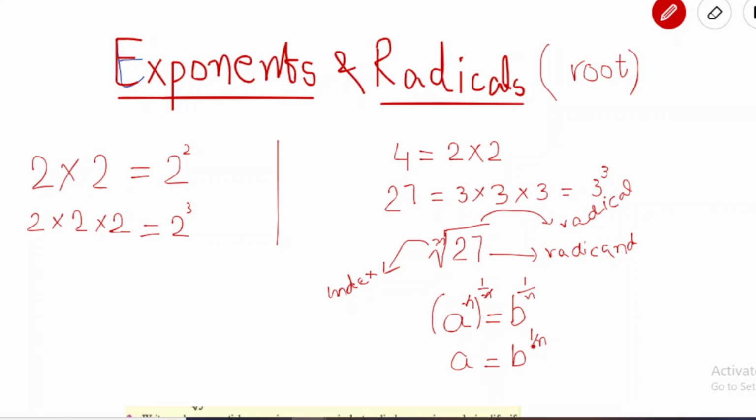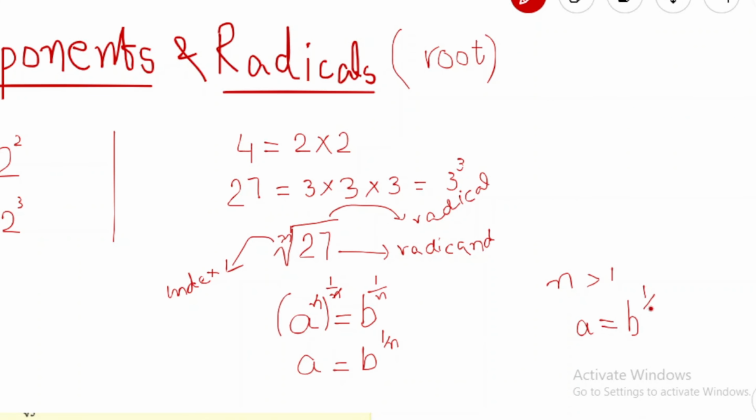So radicals or roots are also exponents, but these are called fractional exponents, where you're going to have 1 in the numerator, and whatever you have in the denominator will tell you the order of the root. One thing to keep in mind is that n is going to be greater than 1. It cannot be equal to 1, because if it is 1, for example a equals b to the power 1 over 1, then it's not an exponent. Okay, then it's not a fractional exponent.